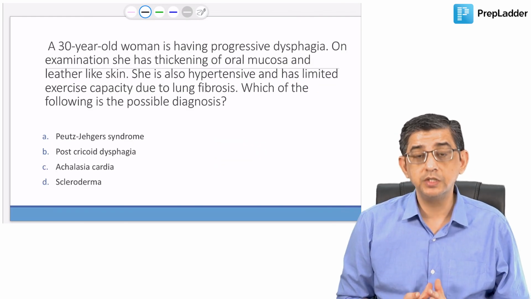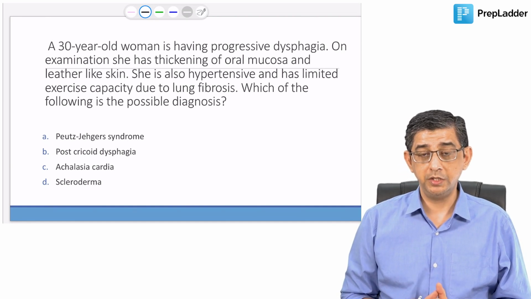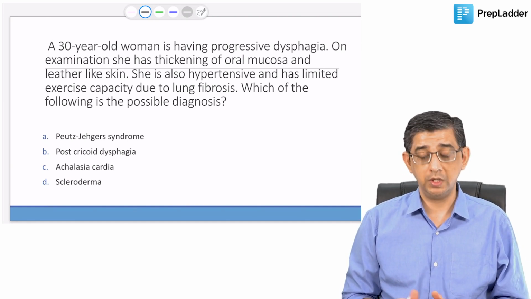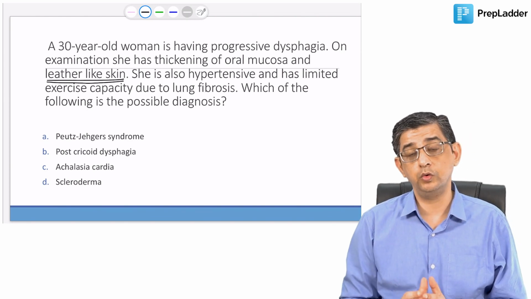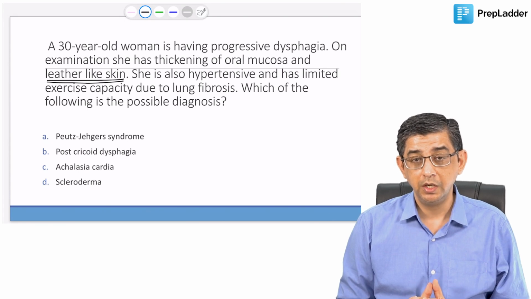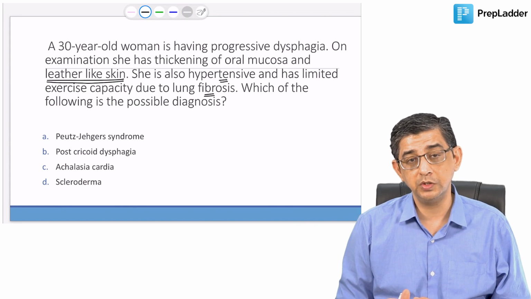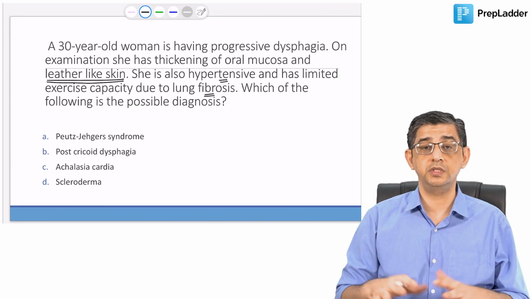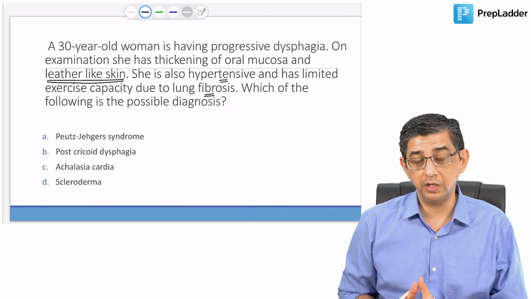Coming to the next question, he's talking about a 30-year-old woman having progressive dysphagia. On examination, she has thickening of the oral mucosa and leather-like skin. Now, that's the key in the question. The leather-like skin would imply that there could be fibrosis. She is also hypertensive. She has limited exercise capacity due to lung fibrosis. So the bottom line for this question is fibrosis everywhere: fibrosis in the skin, in blood vessels, and in the lungs of the patient.